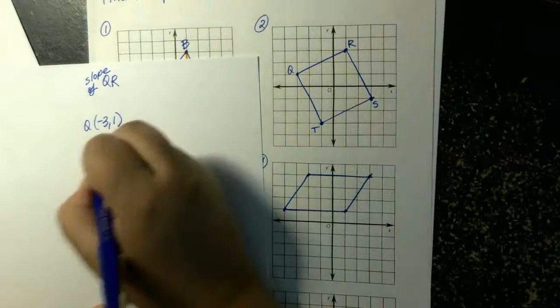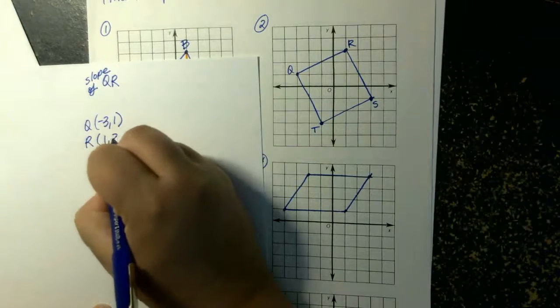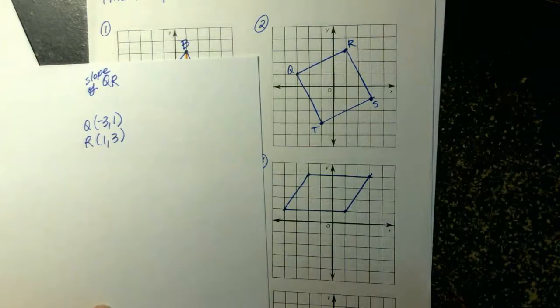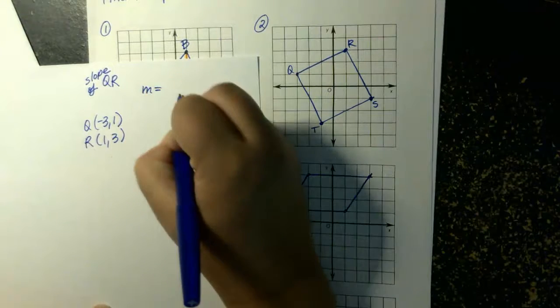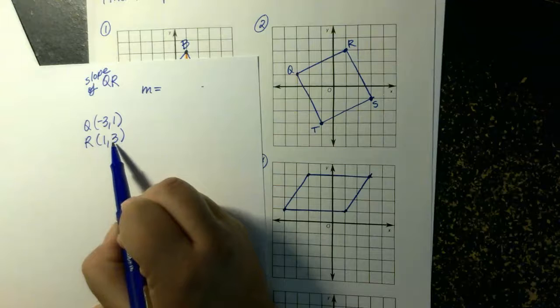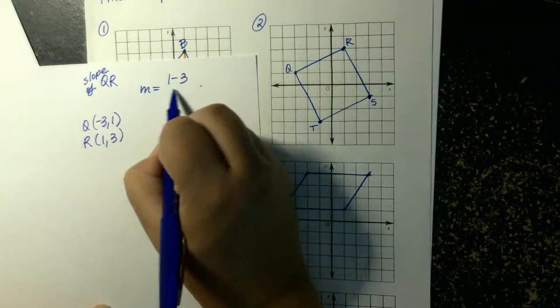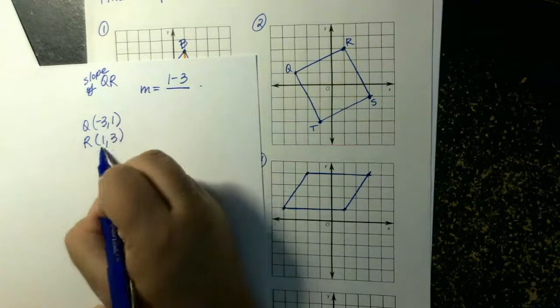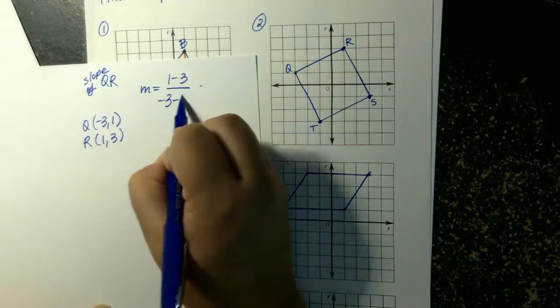R is at (1, 3). I'm fond of those points, apparently, so I've reused them here. The slope, remember, is the difference between the y's. So I can subtract my y's, 1 minus 3, over the difference between the x's, -3 minus 1.